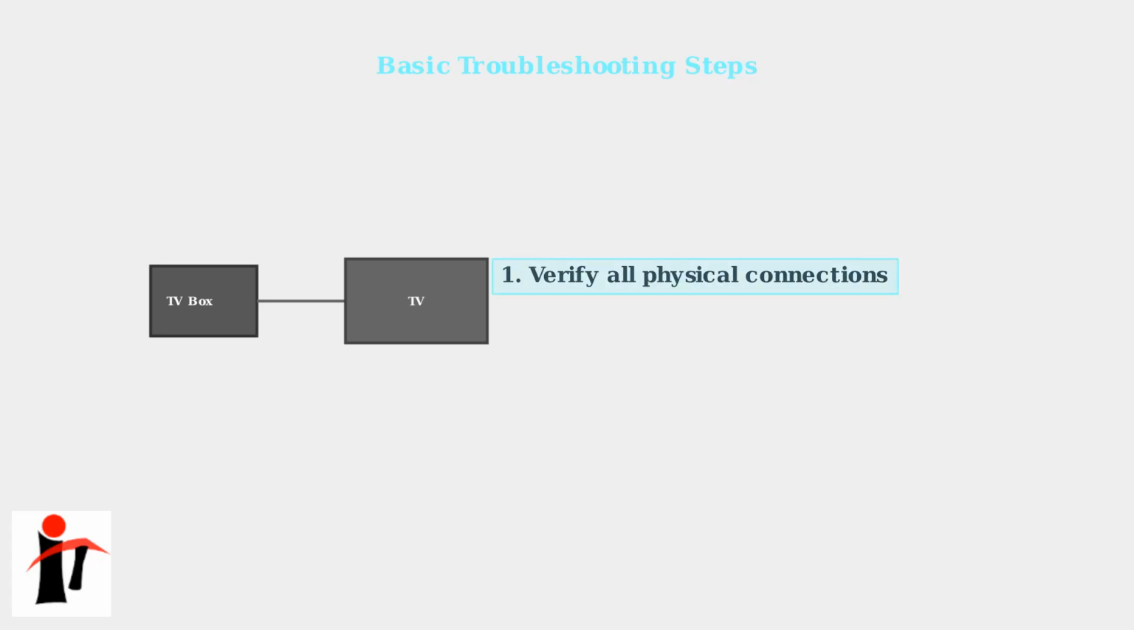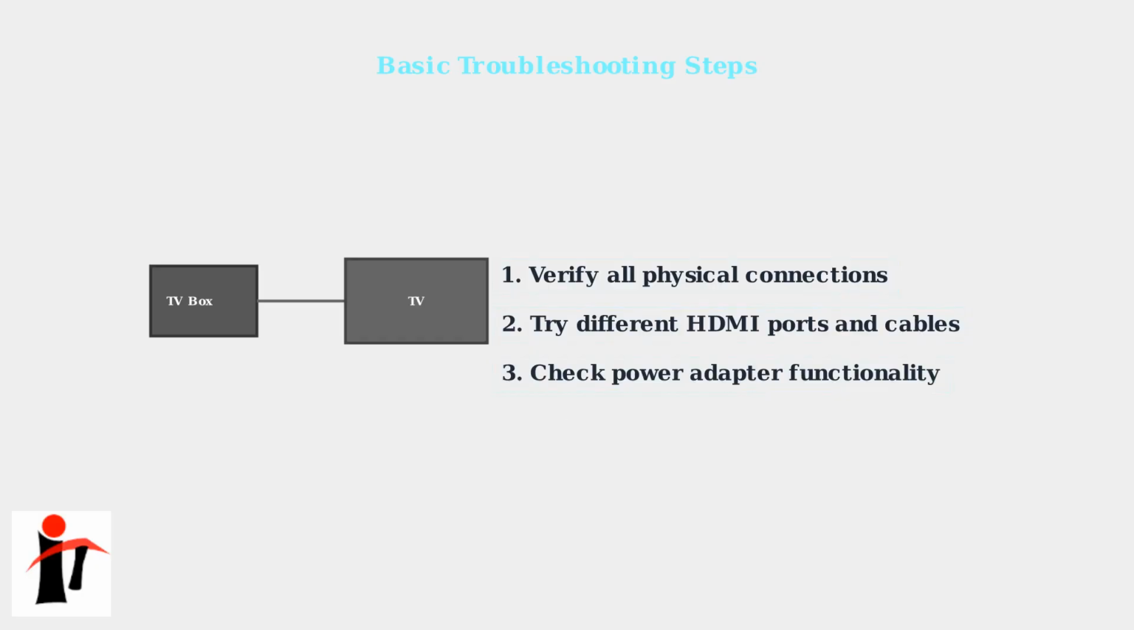To start troubleshooting, begin with these basic checks. First, verify all physical connections are secure. Try different HDMI ports on your TV and test with a different cable. Check that your power adapter is functioning correctly and perform a simple soft reset by unplugging the box for 30 seconds. These basic troubleshooting steps resolve the majority of black screen issues. If these don't work, more advanced solutions may be needed, which we'll cover in the next section.